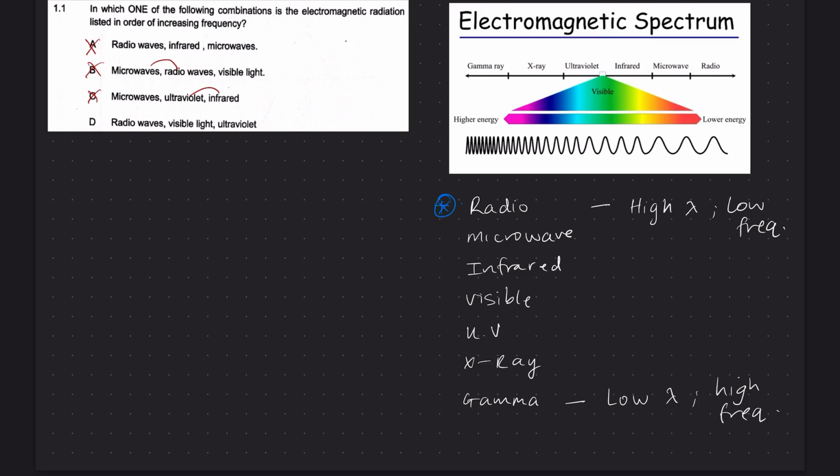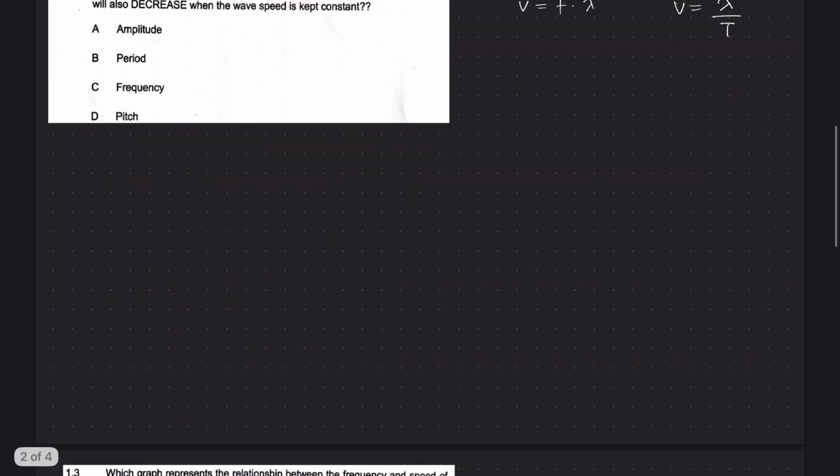So then obviously by process of elimination, the answer would be D. And you can check it. You go radio, visible, and then UV. That order is correct. So questions like this, often process of elimination, or you could just learn it. Either way, you get the correct answer.